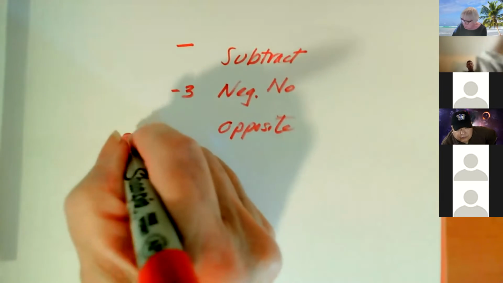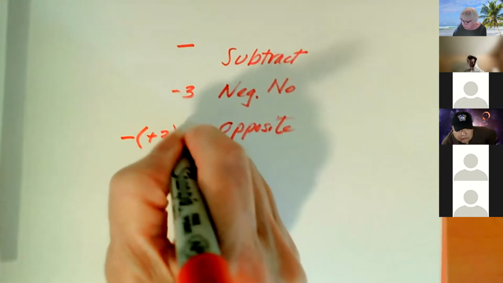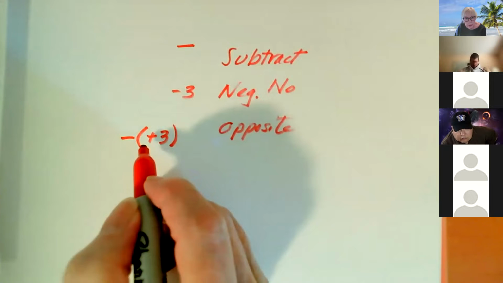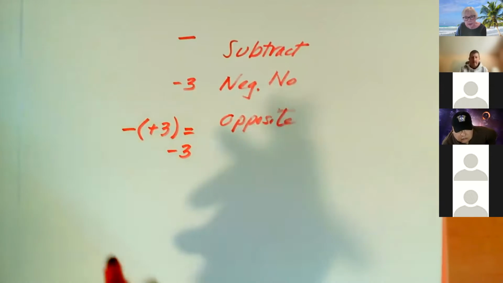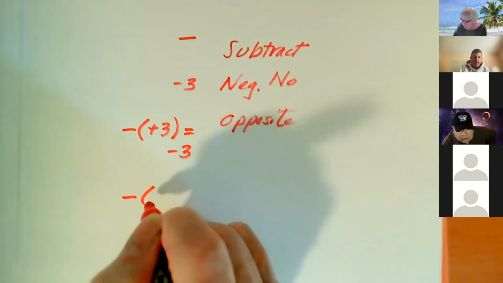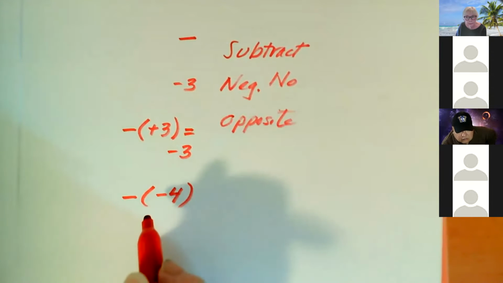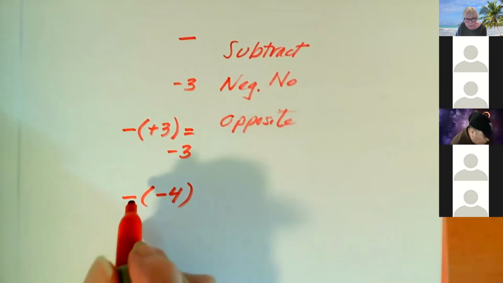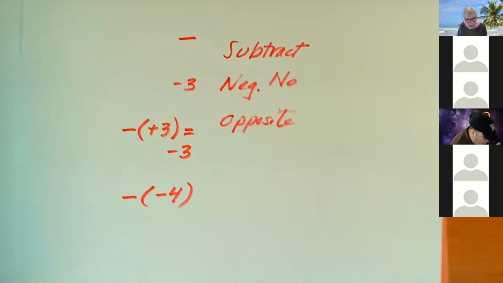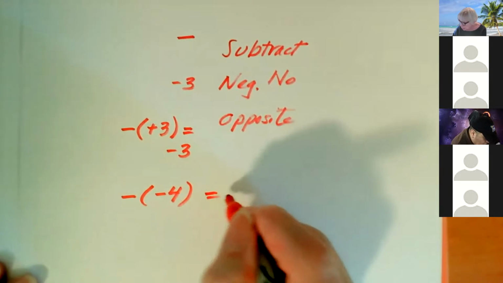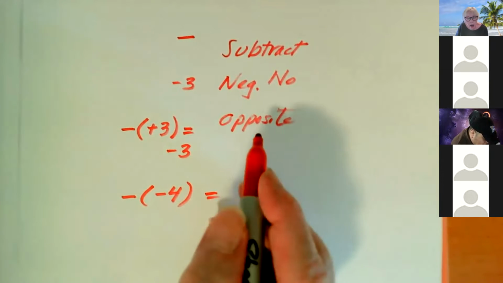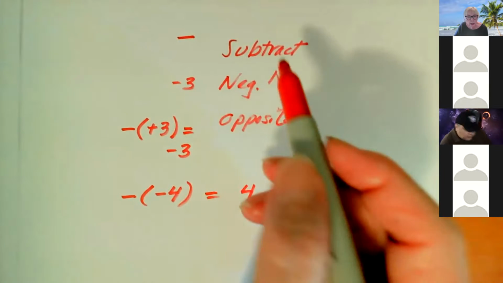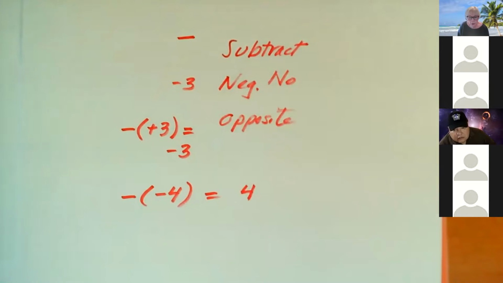So what would be the opposite of +3? Well, the opposite of +3 would be -3. In the same way, the opposite of -4, okay? Opposite, on the other side of the number line, the opposite of -4 would actually be +4. And so we can use opposite in terms of this with the subtract, the negative numbers. And so that's where we're at.